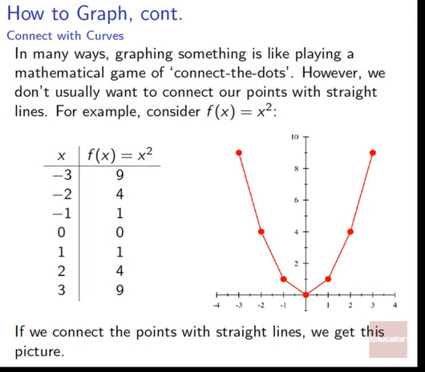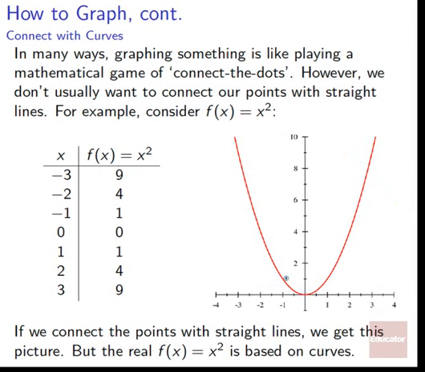A real parabola has curves going on. It curves out, as opposed to going out just in these straight, jagged lines. So we want to remember this fact. Curves are normally what's going to connect our points, not straight lines. The real f of x equals x squared is based on curves. So it looks like this picture right here. It's based on these nice, smooth curves connecting all of these points together.